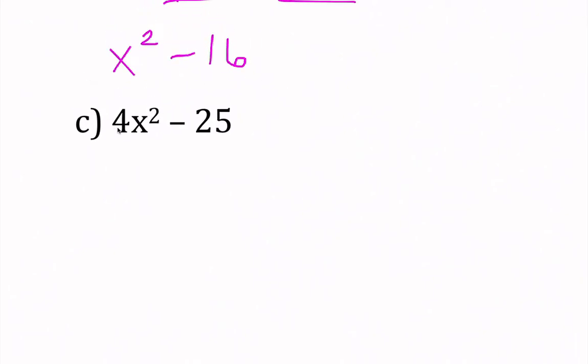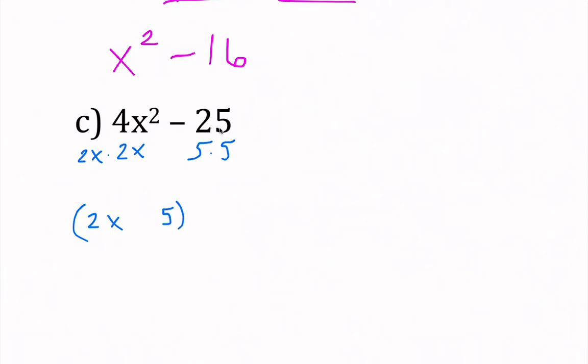Okay, so on this one, I see that 4x squared is a perfect square because 2x times 2x would give me 4x squared. Same thing times itself. 25 is a perfect square because of 5 times 5. And it is the difference between the two, so I can use my trick. I'm going to take the square root of this first guy, which is 2x. I'm going to take the square root of 25, which is 5.